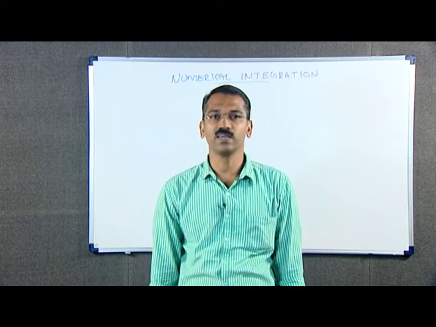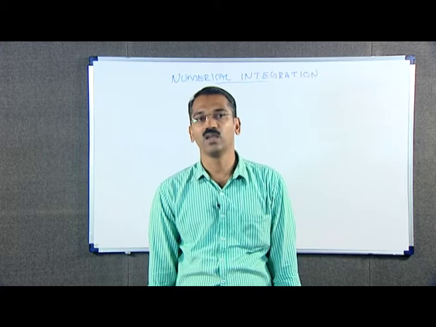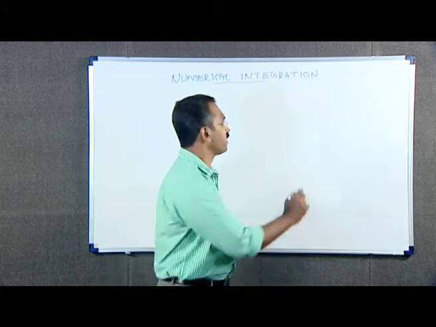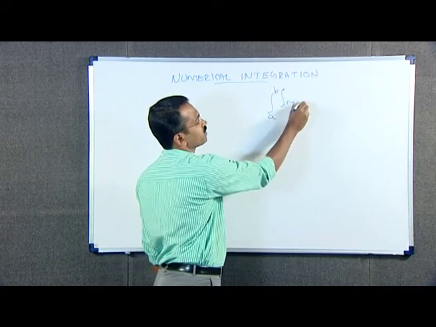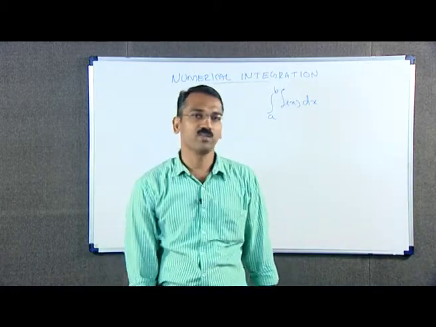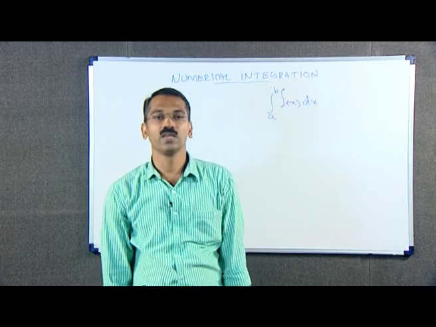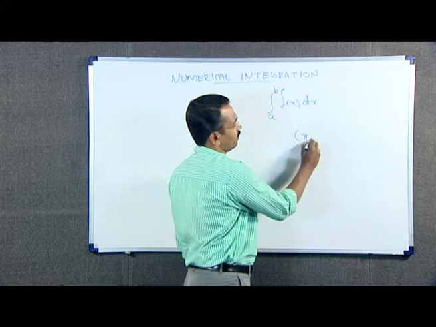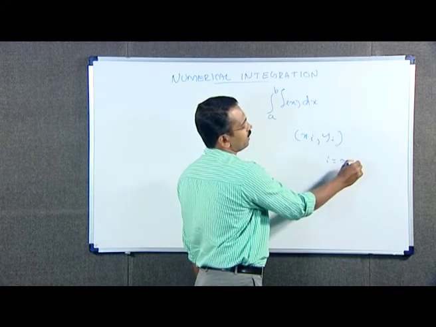If f of x is explicitly defined as a mathematical function and if it is integrable, we can evaluate the definite integral from a to b f of x dx exactly. But sometimes the function y equal to f of x is defined by means of n plus 1 paired values xi, yi, where i equal to 0, 1, 2, 3, etc.